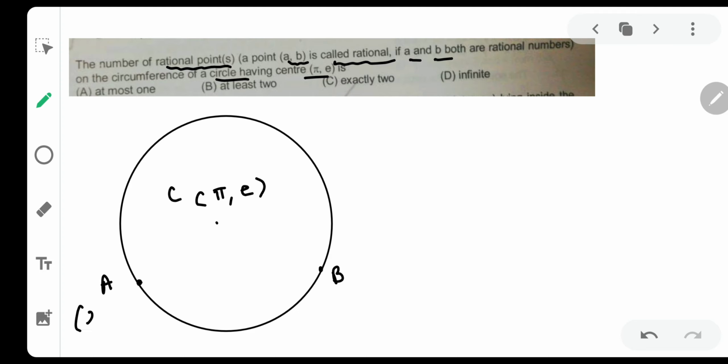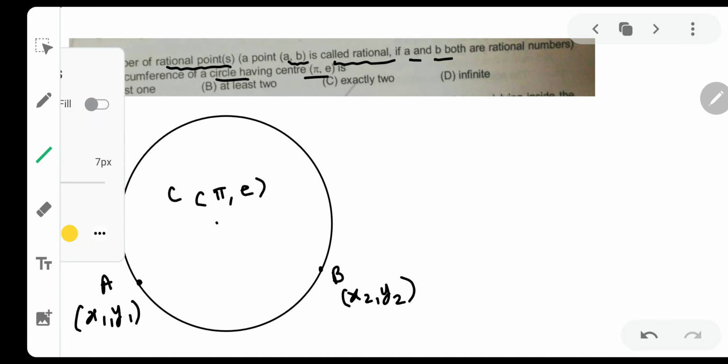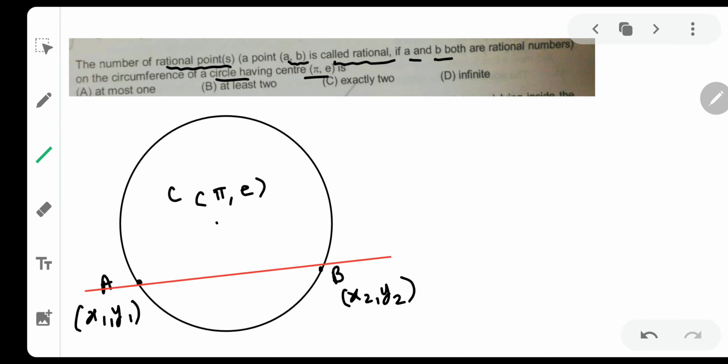It means (x1, y1) and (x2, y2) both are rational points. It means that x1 belongs to the rational numbers, y1 belongs to the rational numbers, and even x2, y2 both belong to the rational numbers, right? So let us say I draw a chord AB. Now why am I drawing this chord? Let us understand. If this chord is drawn and I want the midpoint of this chord, let me say that point is D.